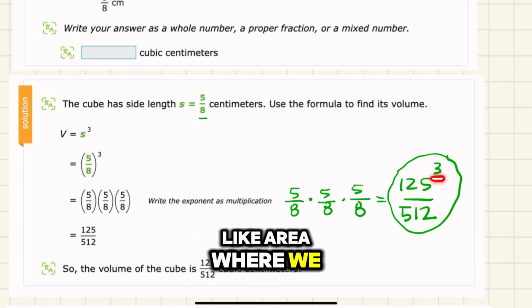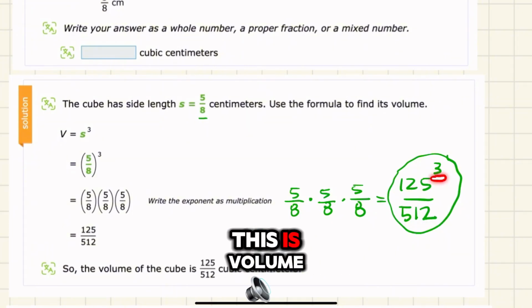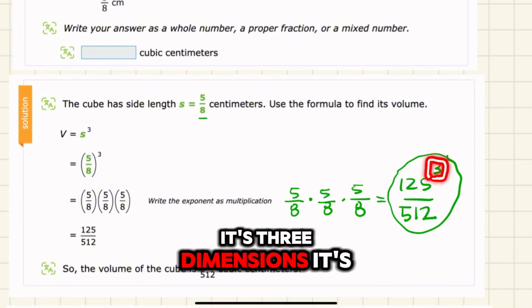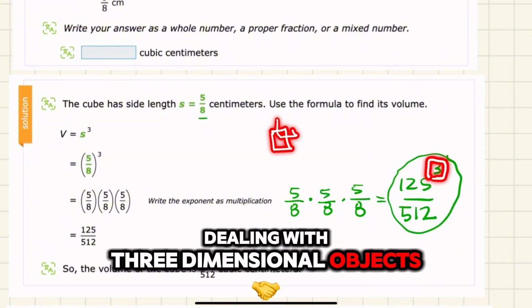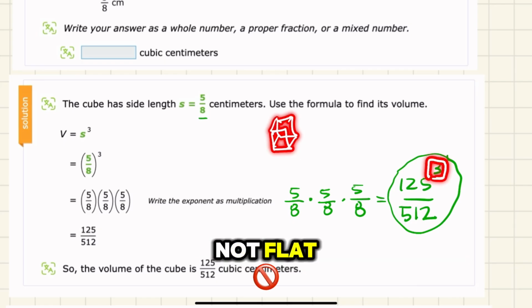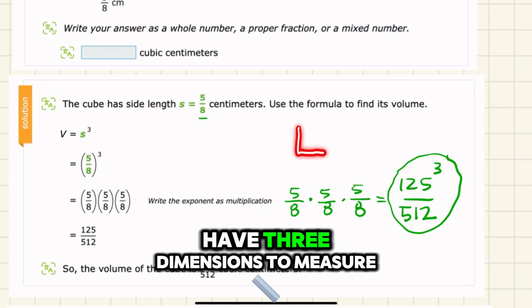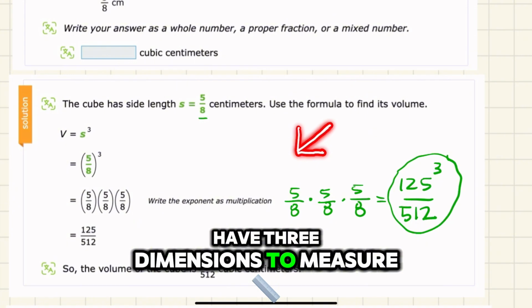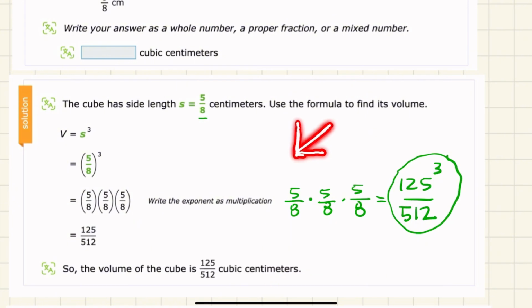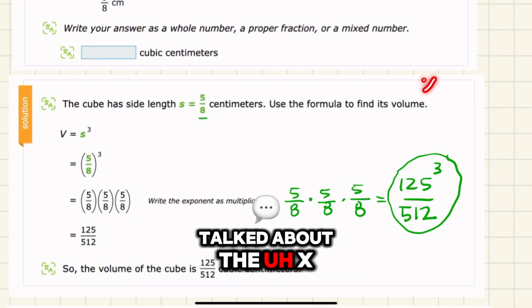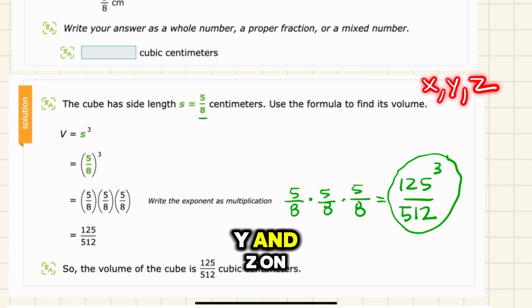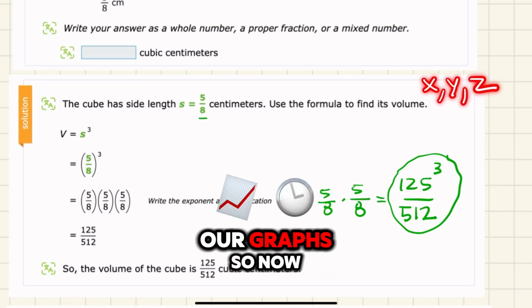So instead of area, where we have a square for our exponent, this is volume. It's three dimensions. It's dealing with three-dimensional objects, right? Things that are not flat, but they have volume to them, which means they're going to have three dimensions to measure. Just like when we talked about the X, Y, and Z on our graphs.